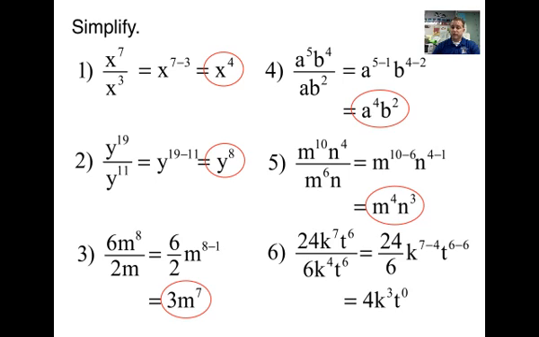But do you remember from the previous lesson when I talked about t to the 0 power? Anything to the 0 power is 1, so that simplifies really to just 4k to the 3rd power, or 4k cubed.